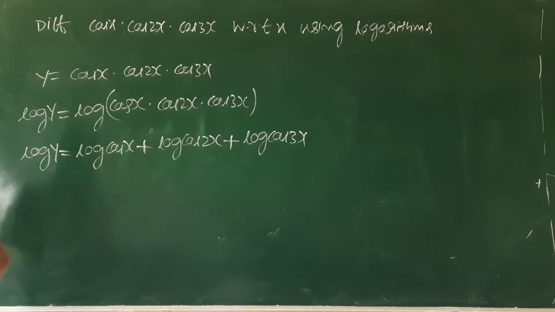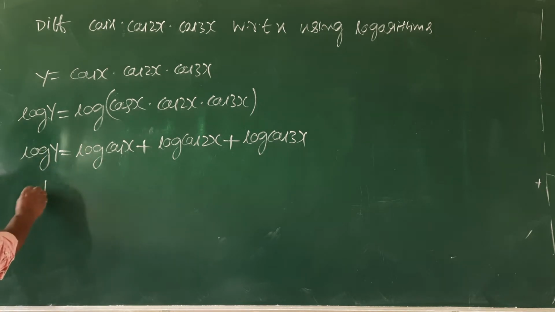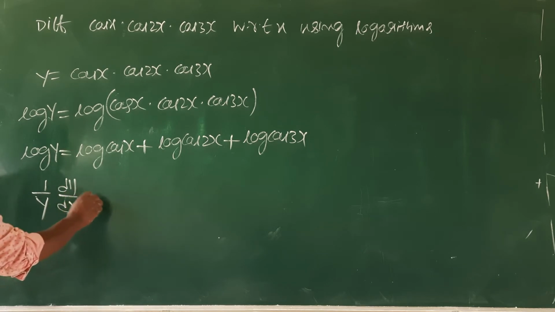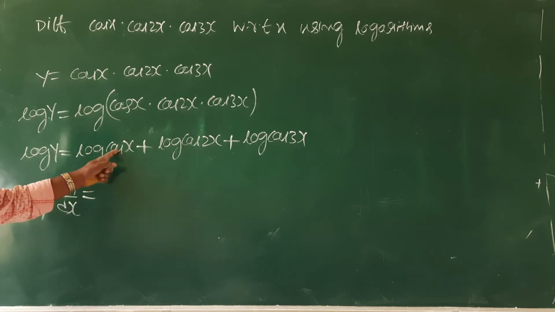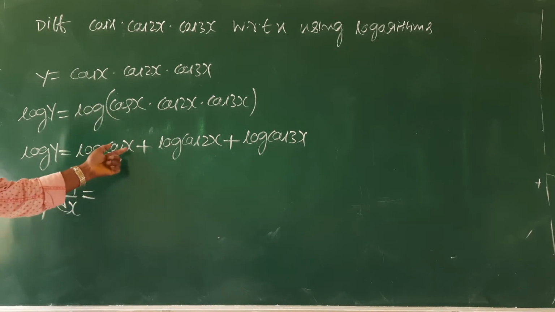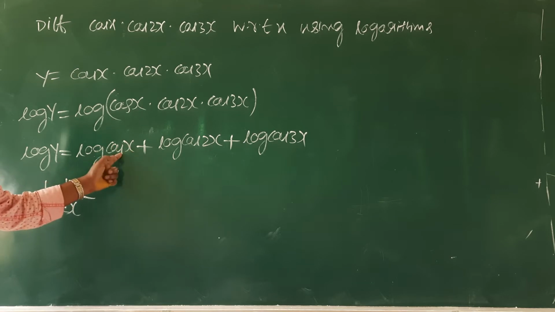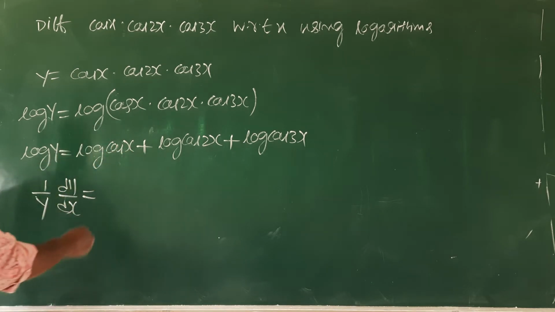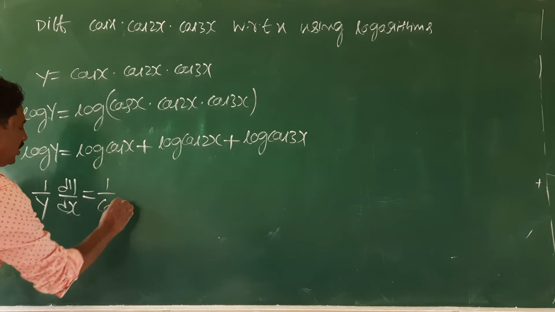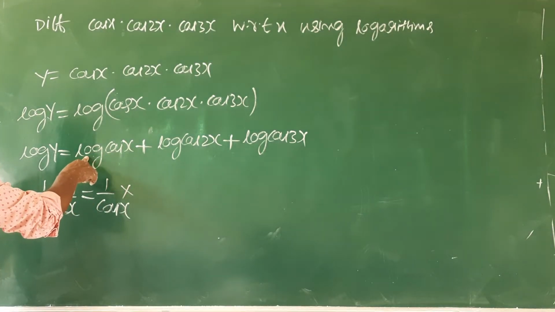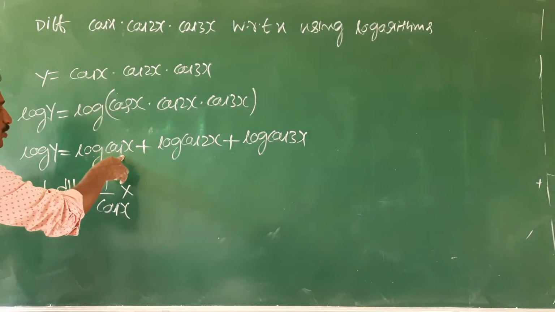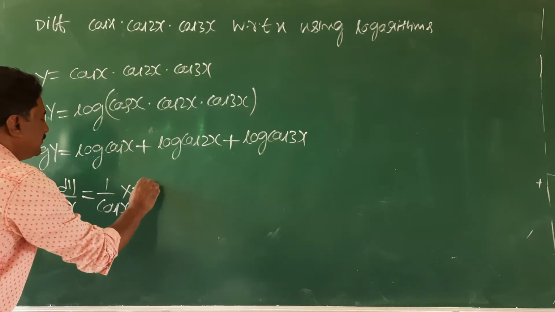Differentiation of log y is 1 by y, again y is dy by dx. Now come to this: differentiation of log x is 1 by x. But in the place of x, here we have cos x, so you write 1 by cos x. Again differentiation of cos x. After differentiating log, you come to cos. Differentiation of cos is minus sin x.